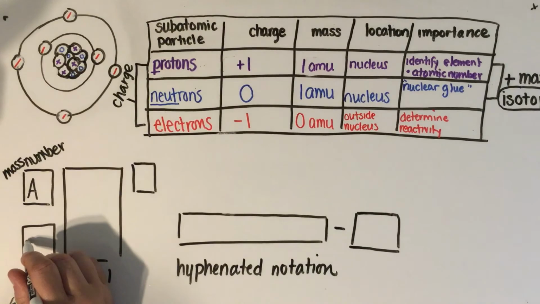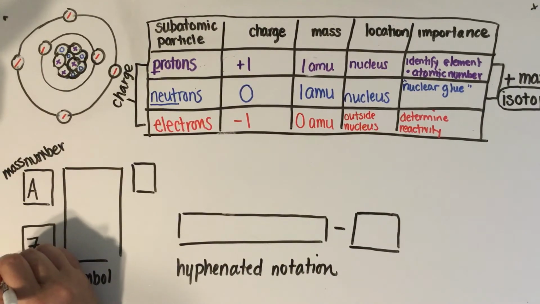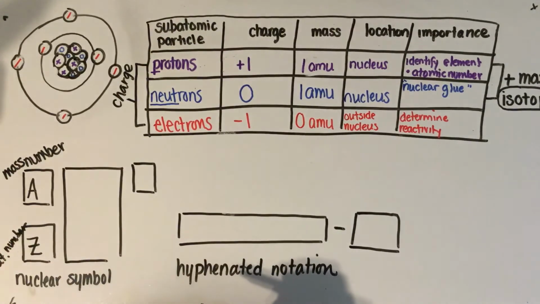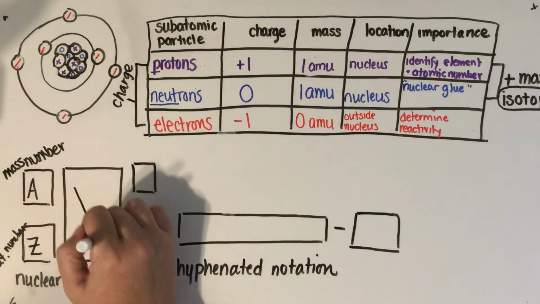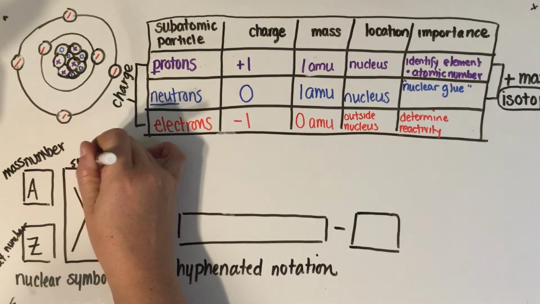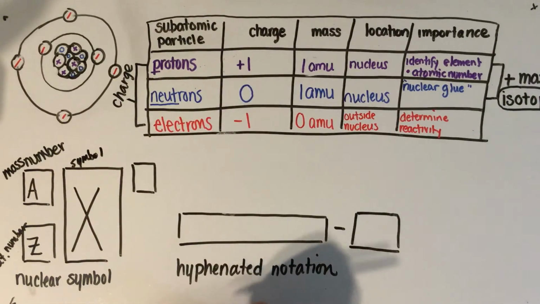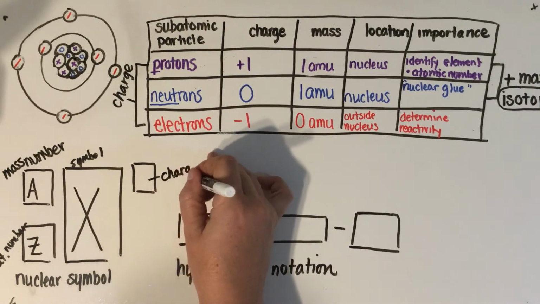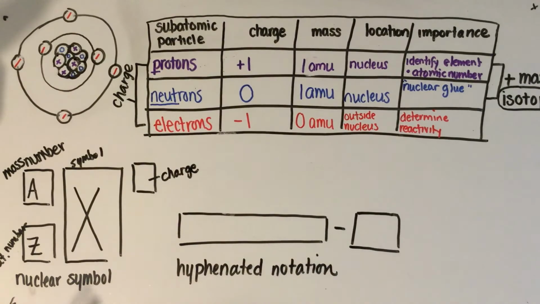On the bottom here, we have our atomic number. And we already talked about how the atomic number is just equal to the number of protons. And remember, that's also the whole number that you'll find in each spot on the periodic table. In the middle is where we would put our letters. This is our symbol for the element, the 1 or 2 letter abbreviation of the name of the element. And up here is where we would write our charge if there is a charge present.